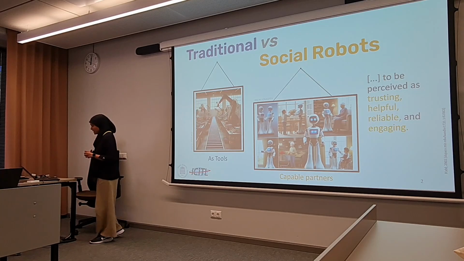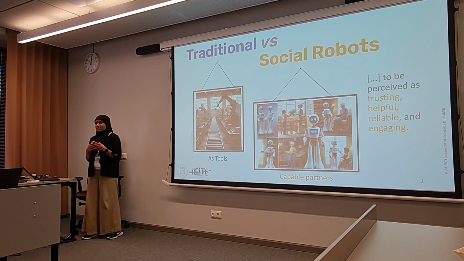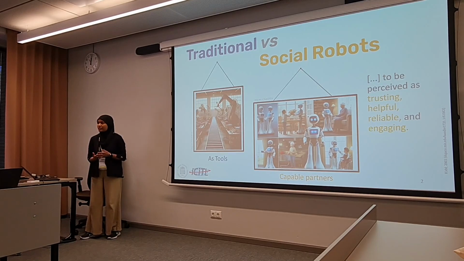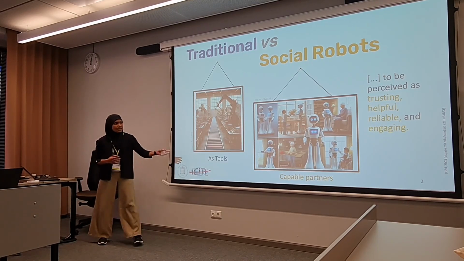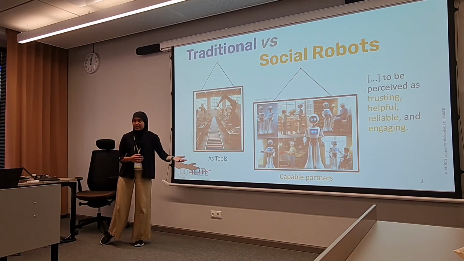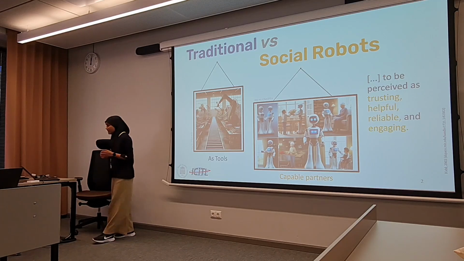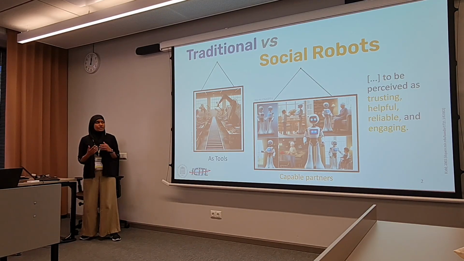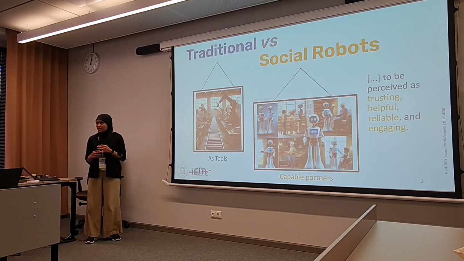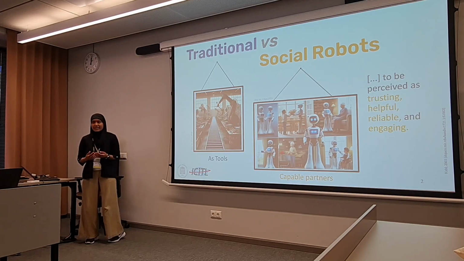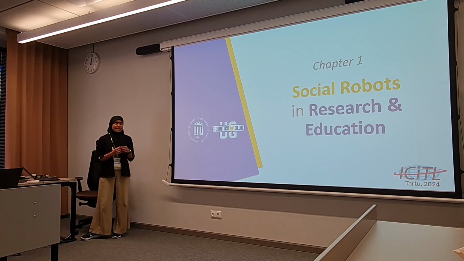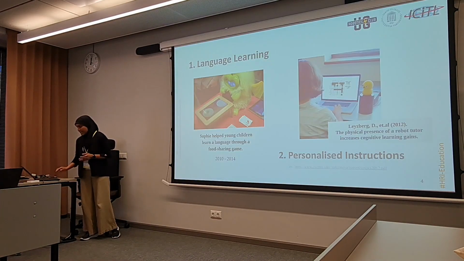And social robots are being researched and developed to help people as something called capable partners. They're being used in entertainment, in healthcare, and in education. And these types of robots are designed and researched to be perceived as trusting, as helpful to us, as reliable, and as engaging. I'm particularly interested in these types of robots, social robots, for research and education.